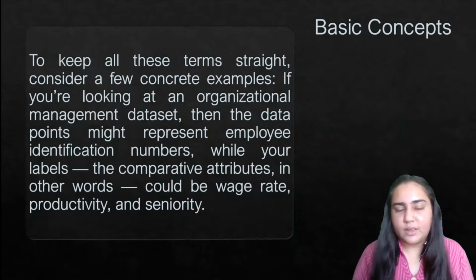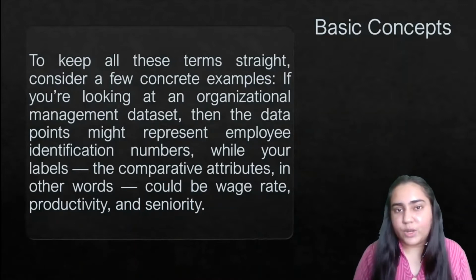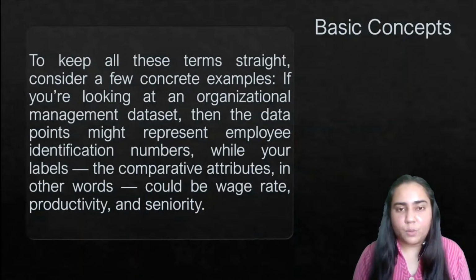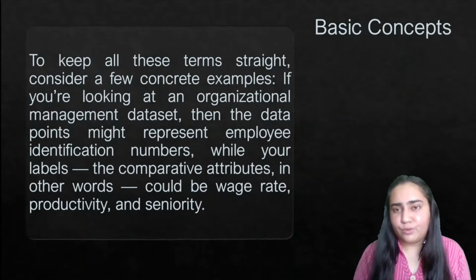The identification number is just an identifier, but there are comparative attributes like wage rate, because you can compare one person's wages with another person's wages. Seniority can be compared, just as age can be compared, and productivity, if there's a way to quantify productivity, can be compared as well.